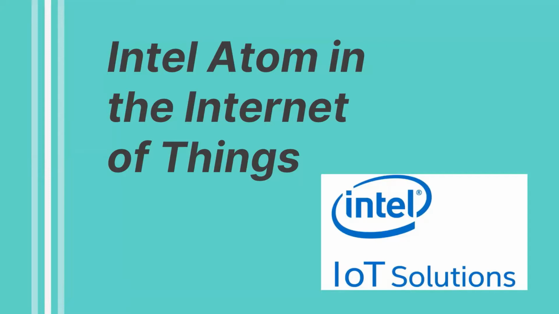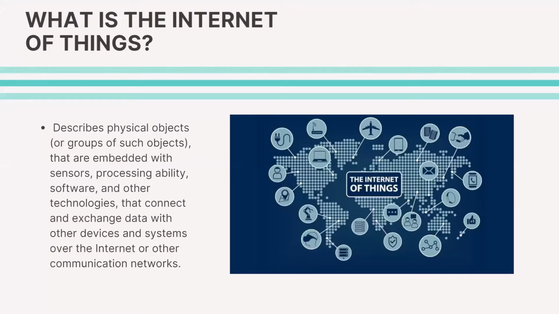Now, we will present the applications of different models of the Intel Atom in the Internet of Things. But first of all, to talk about the Internet of Things, we have to define what it is. This way, we have a clearer picture of its meaning. With this being said, what is IoT or Internet of Things?